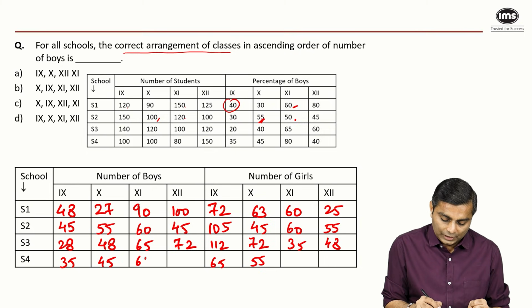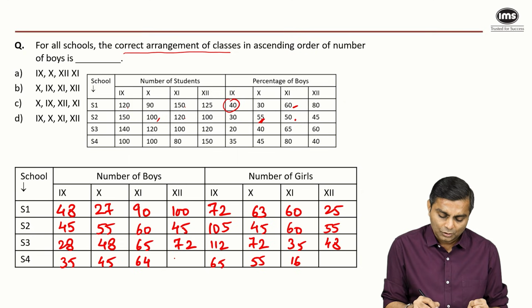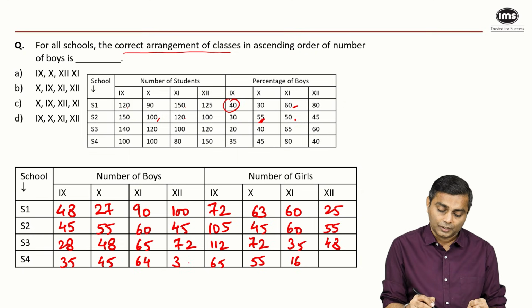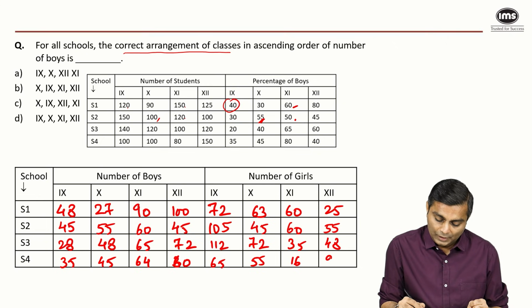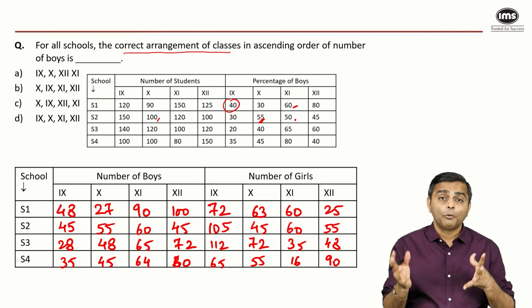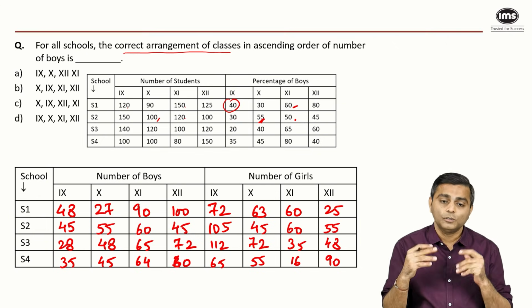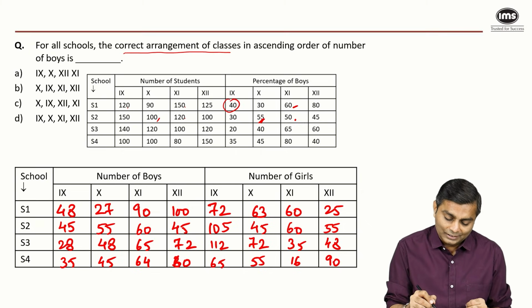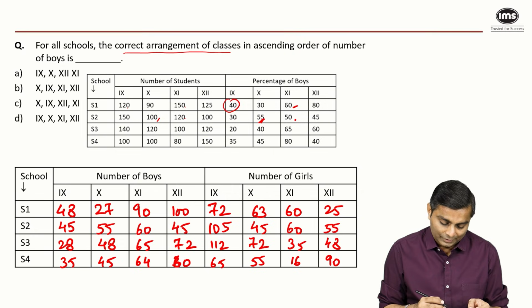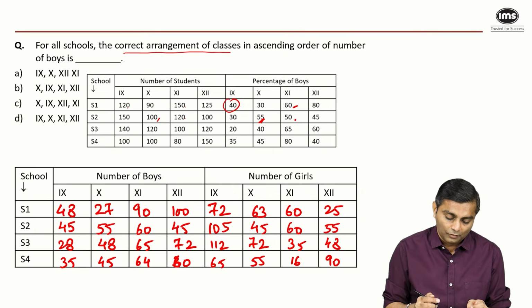80% of 80, so 64, therefore 16, and 40% of 150, so 30, no, sorry, 60 rather, and therefore this has to be 90. Great. Okay, so now I found out all girls, all boys across schools and across standards. Now, for all schools, correct arrangement of classes in the ascending order of the number of boys.